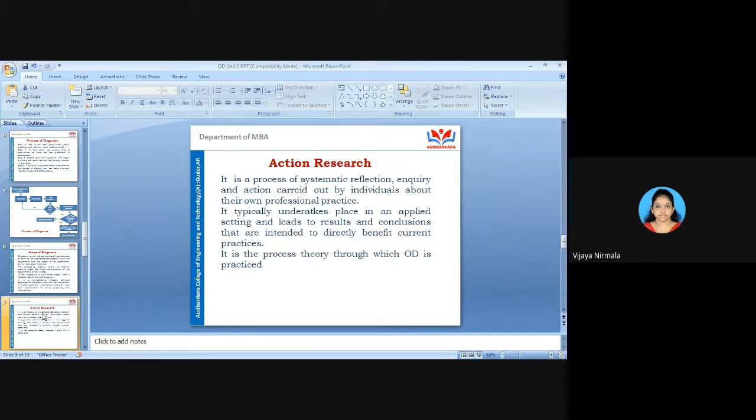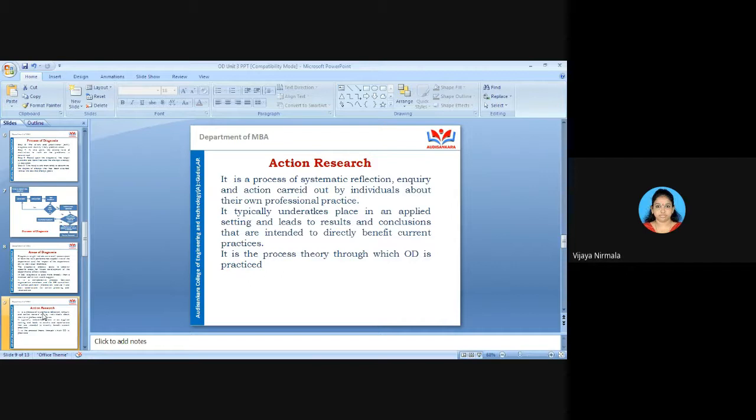And let us see what is the meaning of action research. Action research is a process of systematic reflection, inquiry, and action carried out by individuals about their own professional practice. It means that this is a very flexible spiral process which allows action and research.